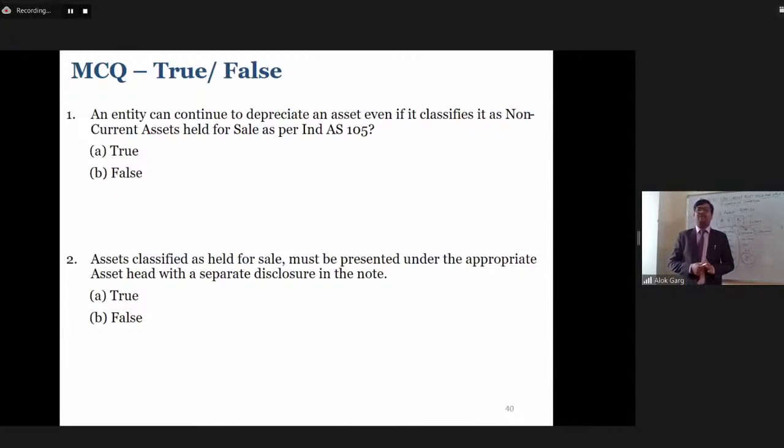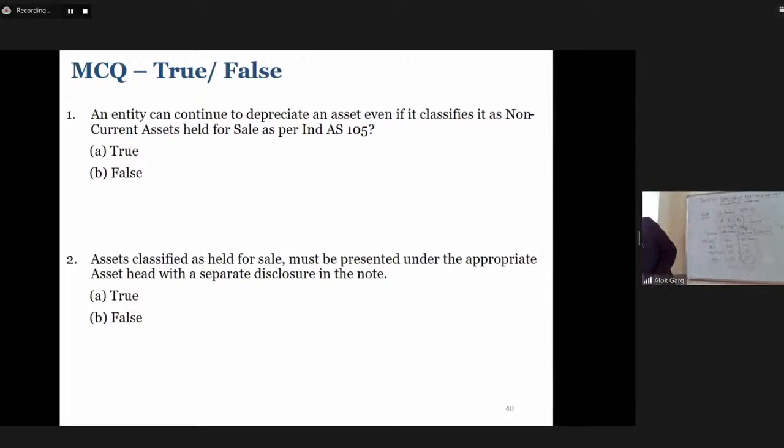Asset classified as held for sale must be presented under the appropriate asset head with a separate disclosure in the note. False. So there should be a single line item. If you will see the Bharti Airtel balance sheet, you will find an asset held for sale as a separate line item in the balance sheet. But the breakup of asset held for sale has been given in the notes to accounts.